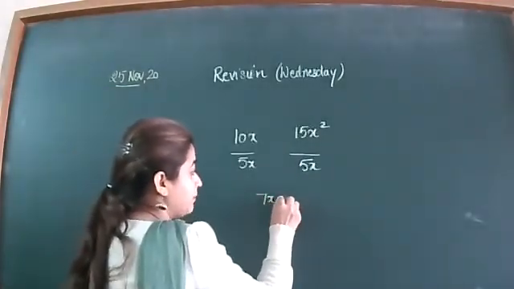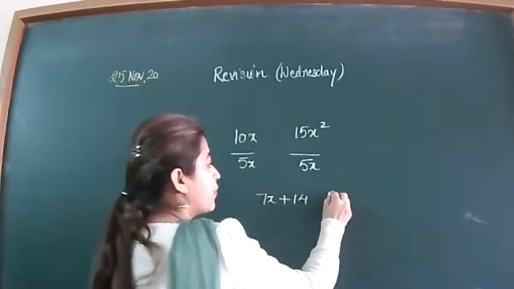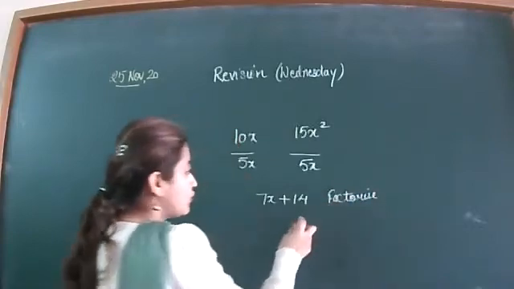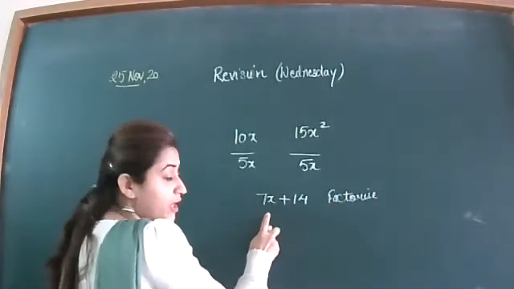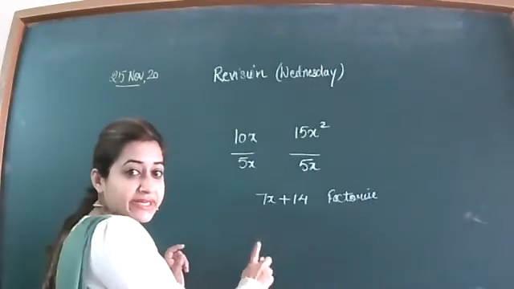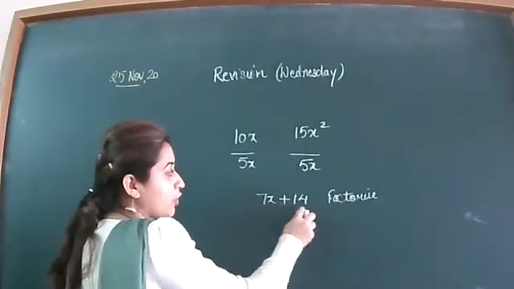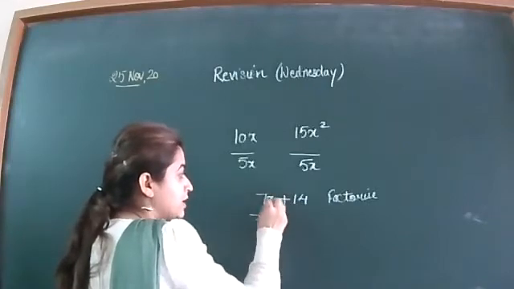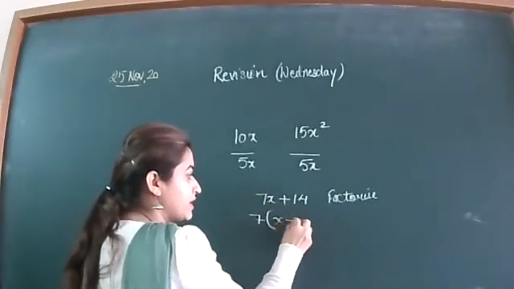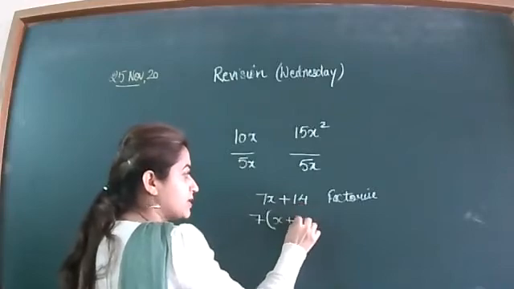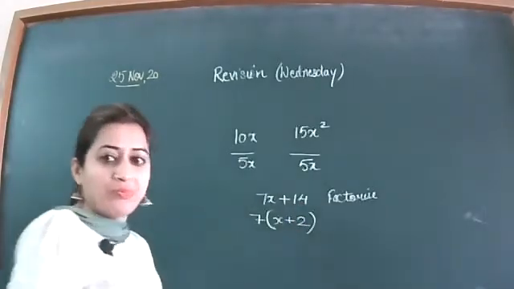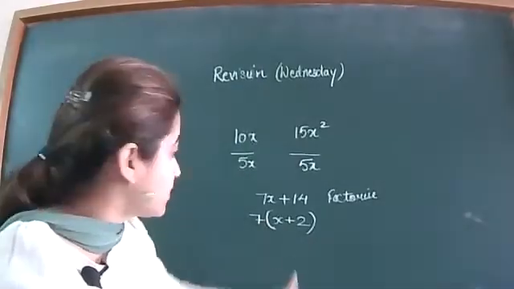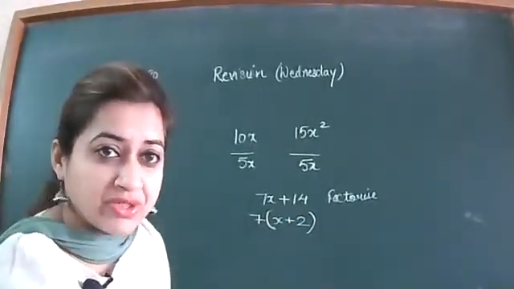I'm writing one more example. Suppose you are given this expression, and you have to factorize it. For making the factors of it, you have to take the GCD, greatest common divisor, common out of these two numbers. So 7 is common from these two numbers. If you take 7 common, you are left with x. If you take 7 common from this number, you are left with 2. So in this way, 7 is the GCD and these are the two factors of this given question.